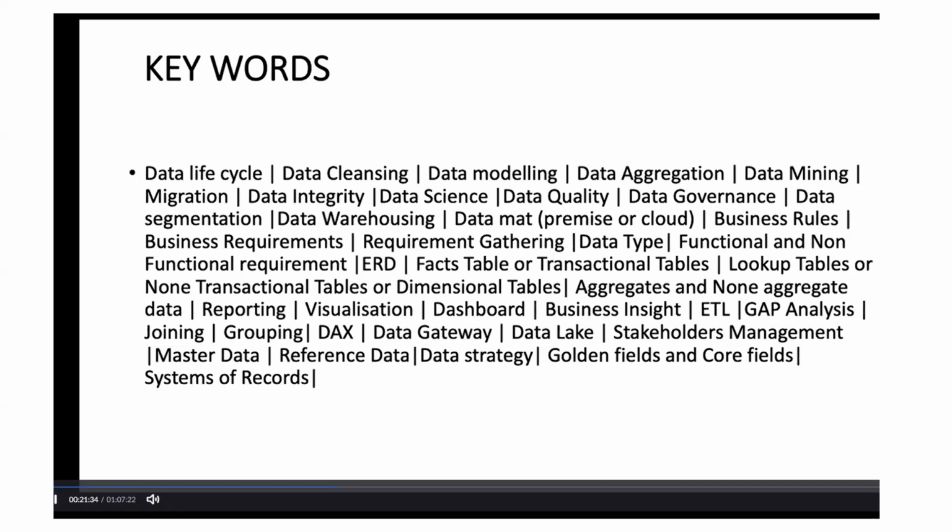Just unmute and say it. I think data migration would be like where you move data from one storage to the other. Yes, yeah, from one legacy system to another. Okay, from one storage to another. As long as you are migrating data.